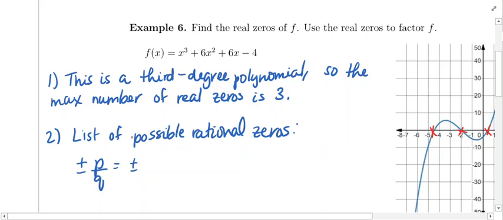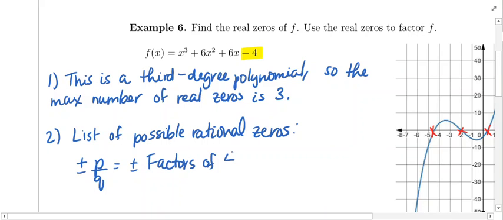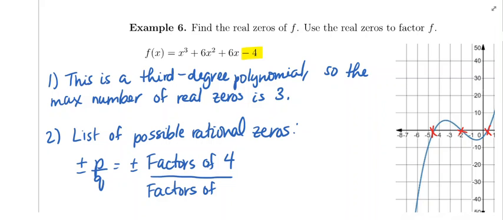The P is referring to the factors of the constant term. When you look at your polynomial, 4 is the constant term. You don't have to worry about the sign because the sign is being cared for with the plus or minus. So we're going to have the factors of 4 in the numerator. The bottom number, the Q, is going to be the factors of the leading coefficient. The leading coefficient here is 1.